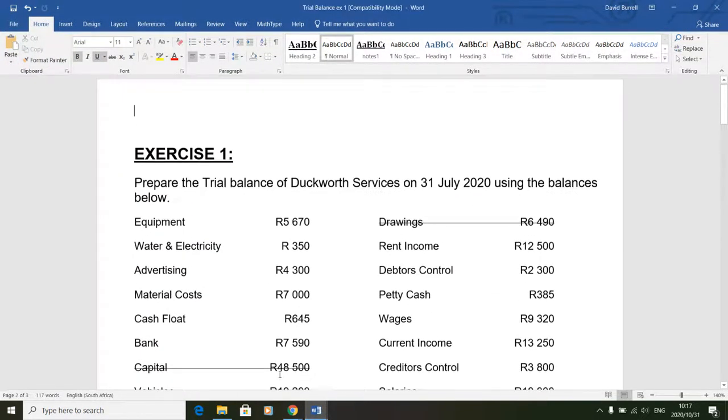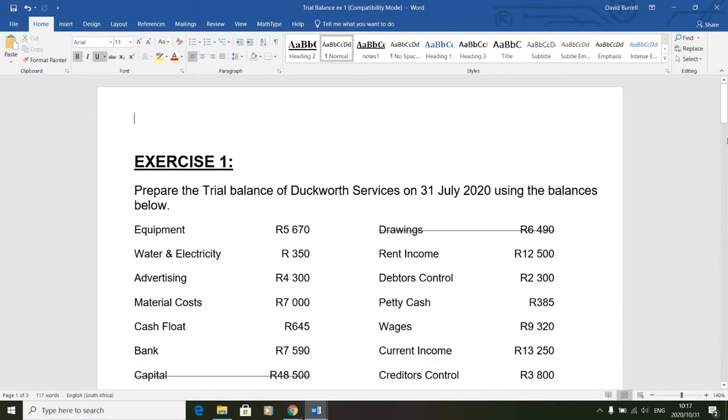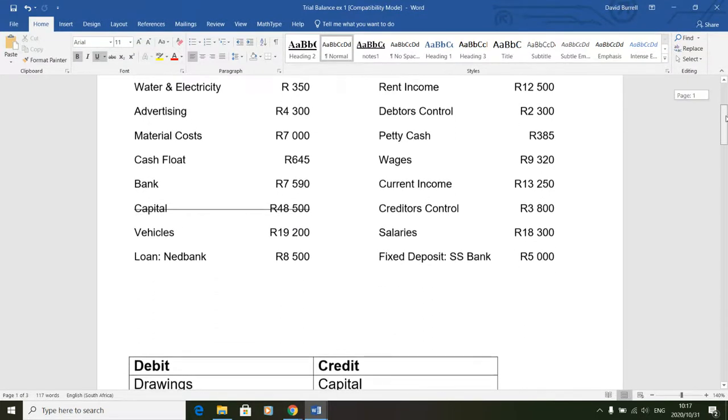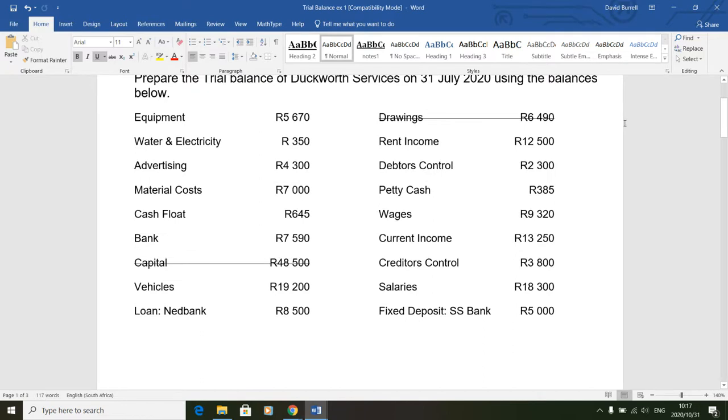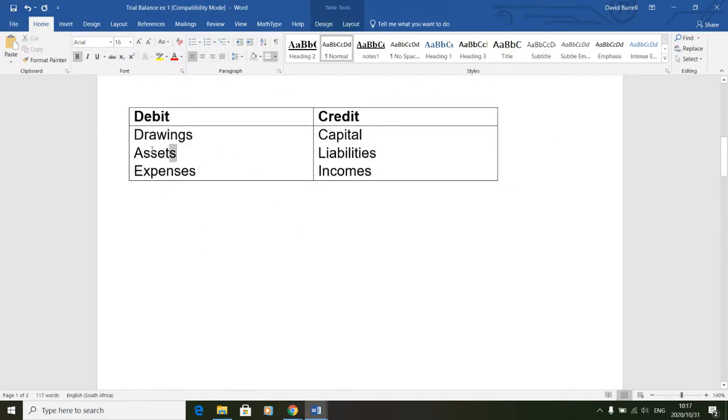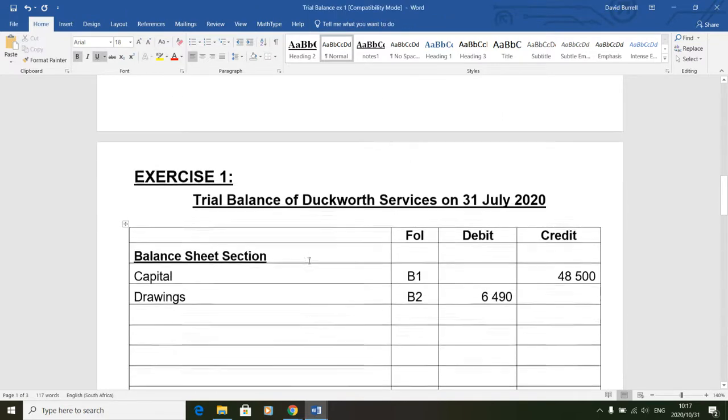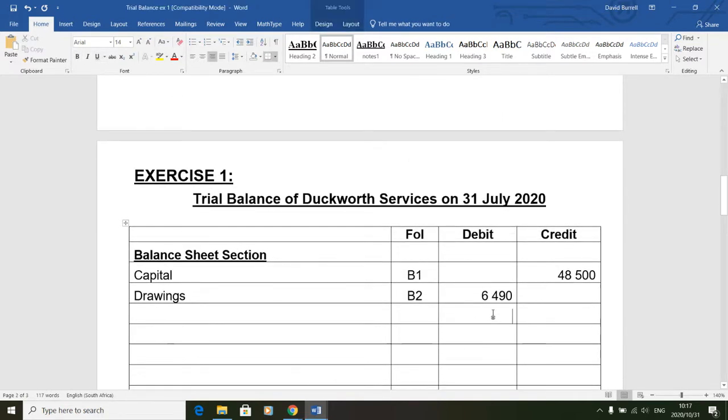I'm just getting a bit challenged moving around here. So land and buildings is the first of the fixed assets. If I look through here, there is no land and buildings. I do have equipment and I do have vehicles, so those will be the next two to go in. I'm going to put equipment first. Equipment 5670. All assets will have debit balances over there. So I'm going to put the 5670, I can still remember the figure, and put equipment.